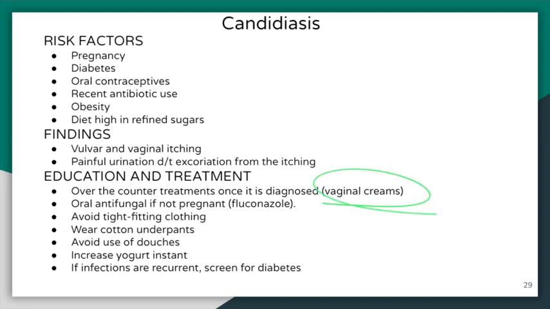It's recommended to avoid getting a yeast infection: you avoid tight-fitting clothes, you wear cotton underpants, you don't use douches, and ideally, you want to increase your yogurt intake. And if the infections keep recurring, you want to make sure you screen for diabetes.